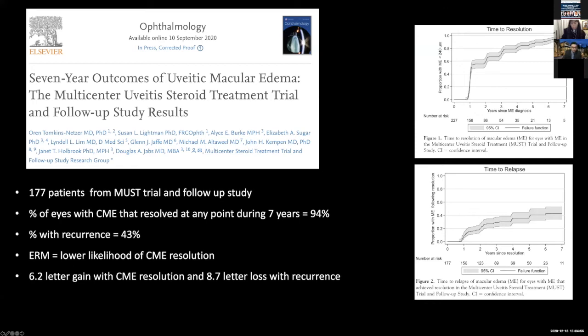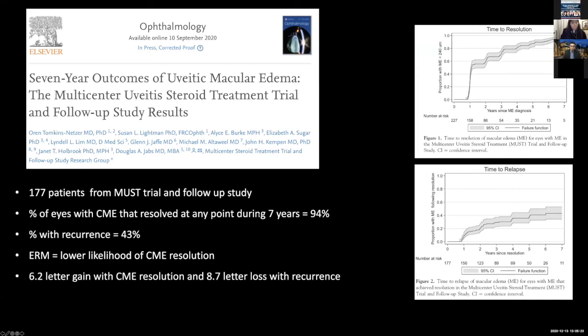Found that patients who had epiretinal membranes had a lower likelihood of CME resolution, and that suggests that there may be value of looking at epiretinal membrane removal in these eyes with chronic CME. And interestingly, even in eyes with chronic CME, those in which the CME resolved gained about 6 letters, and those in which CME recurred lost about 9 letters.